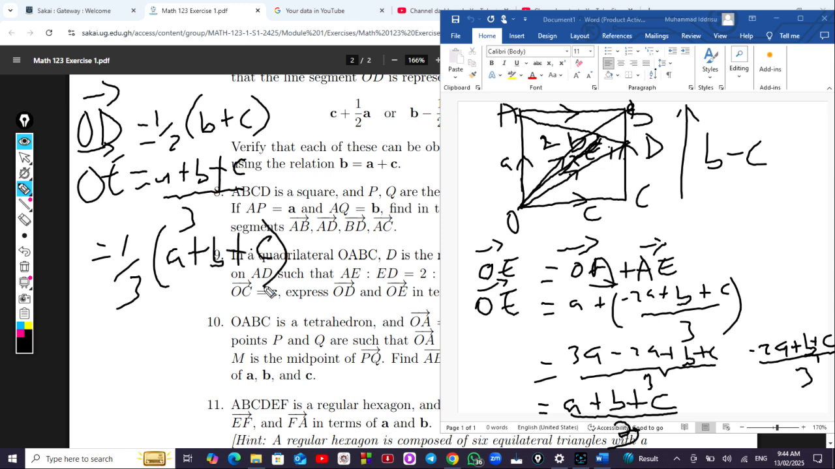Okay, so it is not wrong to say that E is the centroid of triangle AOE. So it's the centroid of this triangle. It is not wrong to say that.